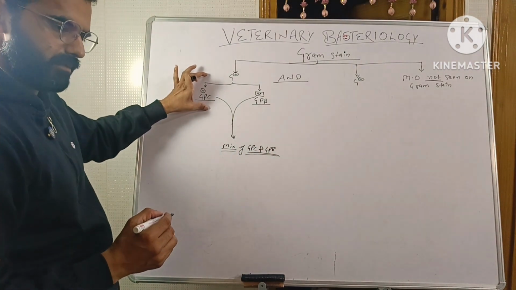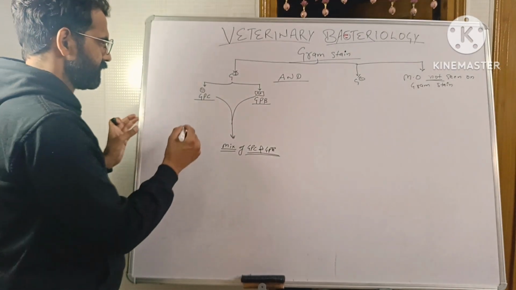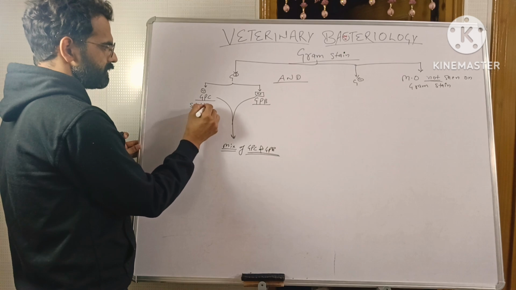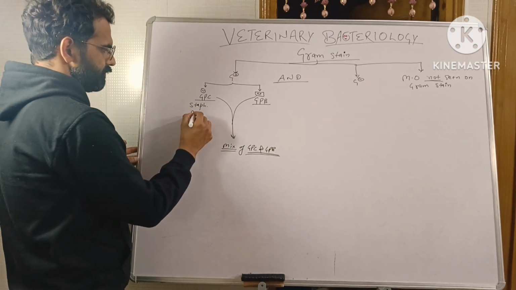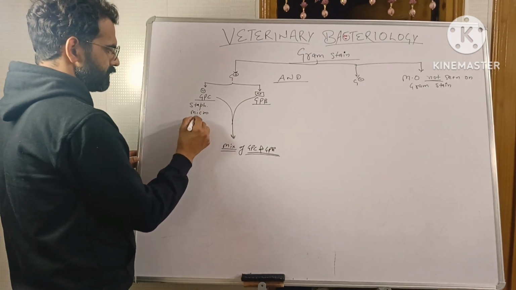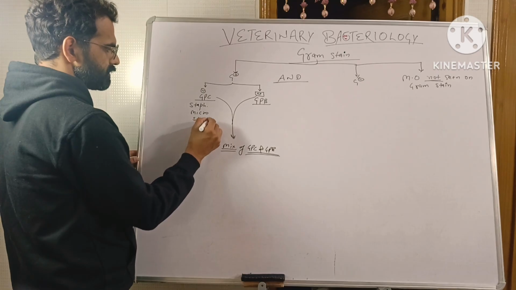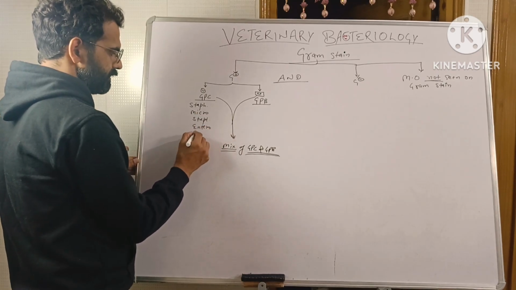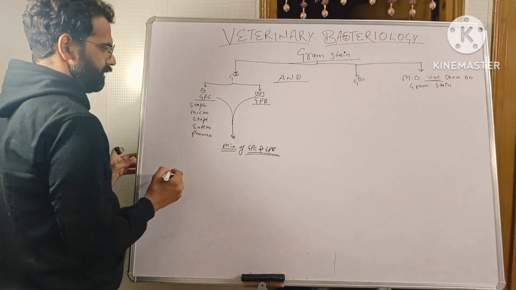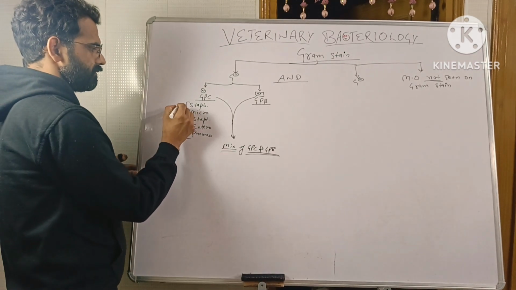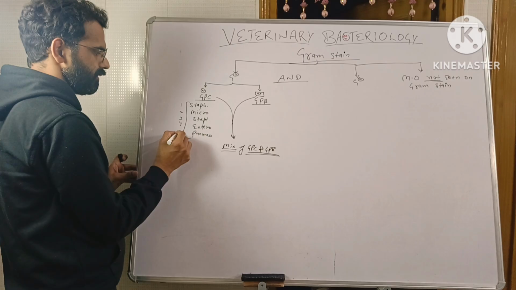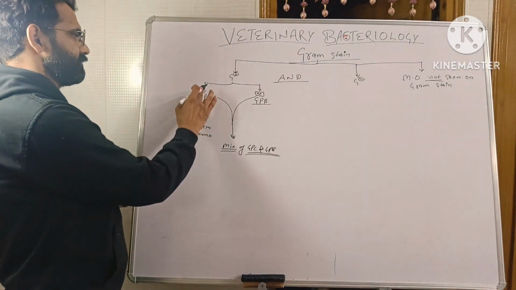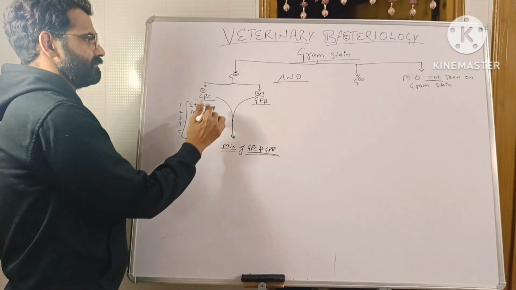So what are the examples of these gram positive cocci? We have staph, that is Staphylococcus. We have Micrococcus, Streptococcus, Enterococcus and Pneumococcus. So these five are the gram positive cocci. These are the spherical bacteria.